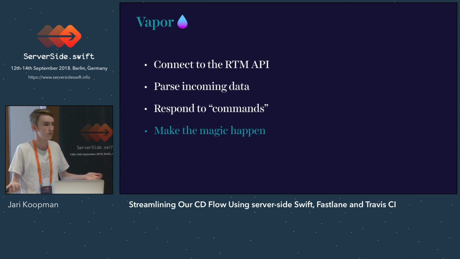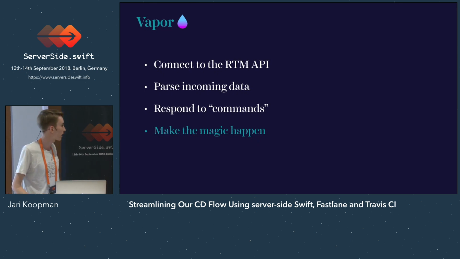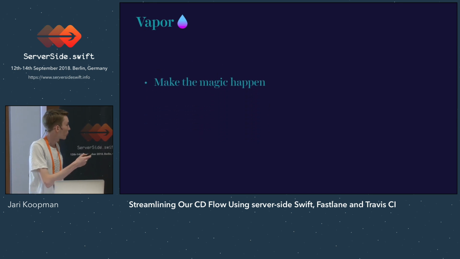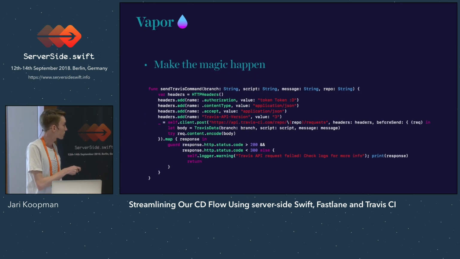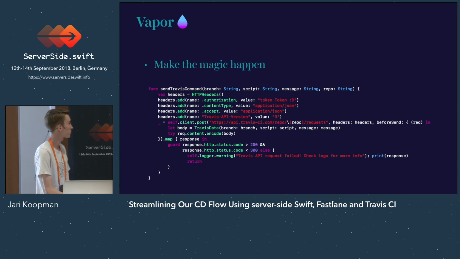That's, well, just some fun stuff you can do in Slack. So, for example, we have this here, which sends a Travis command to Travis, and I'm going to talk a bit more about Travis in a little bit. So what it does, it takes in a branch, a script, a message, and a repository.